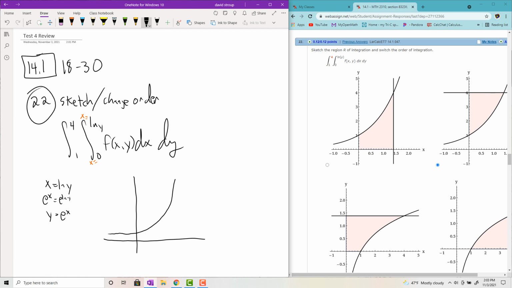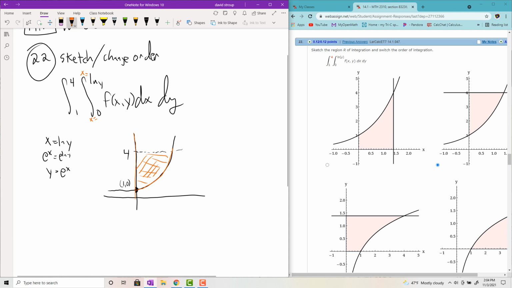And then on the y-axis I'm going from 1 to 4. So of course this point right here, if you plug 0 in for x, you get 1, so this is the point 0, 1. So on the y-axis, note it's going from y equals 1 to y equals 4. So 1 to 4 up here. So the region we're worried about, x equals 0 is the y-axis, to x equals ln y, which is this curve here, and then y equals 1 to 4.